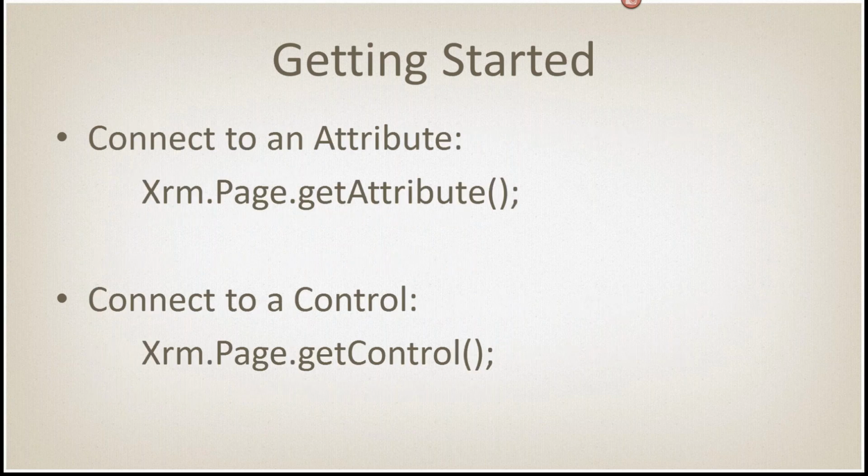So we have a couple of shortcut methods that get us access to either the attribute or control, and it's simply xrm.page.getAttribute or xrm.page.getControl. In parentheses, we put the name of the attribute, and then follow that with another method that actually gets us where we're trying to go. So we'll get into that in just a second.